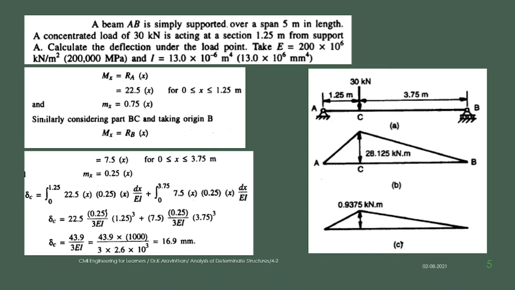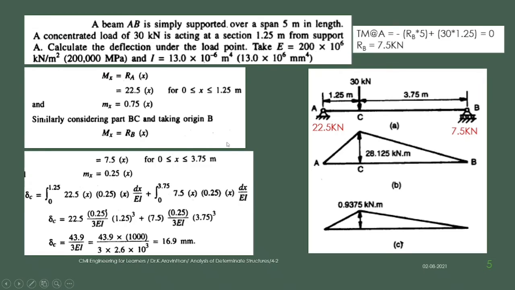Now you know the formula is integral 0 to L capital M small m divided by EI into dx. So this is our formula. First you have to find the capital M. What is capital M? This is the applied force. Whatever the real force is there, the moment caused due to the real force, the bending moment due to the load which is applied.